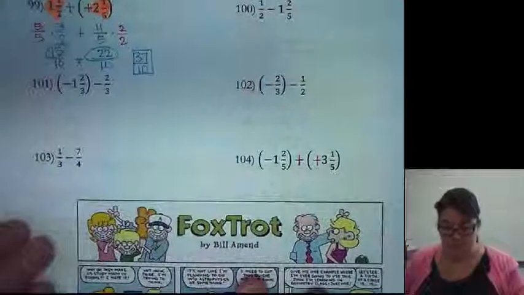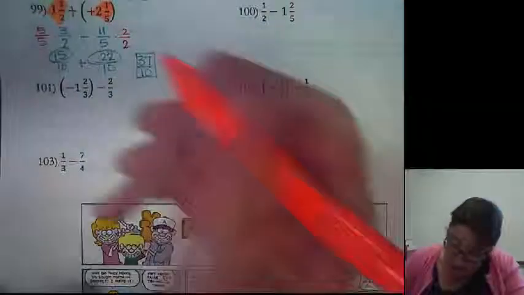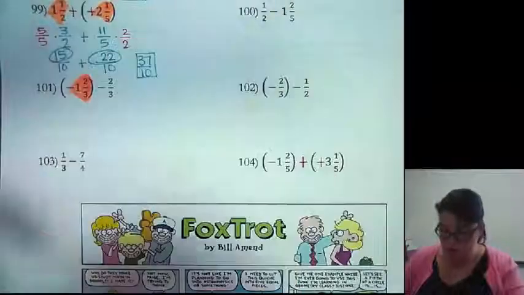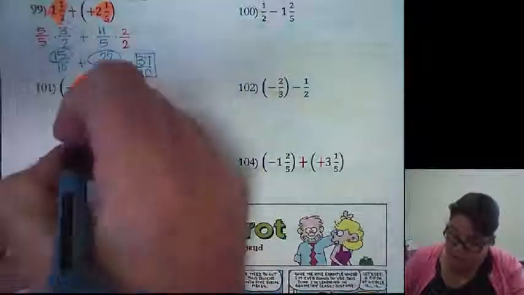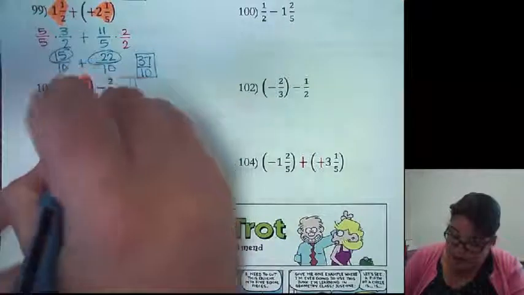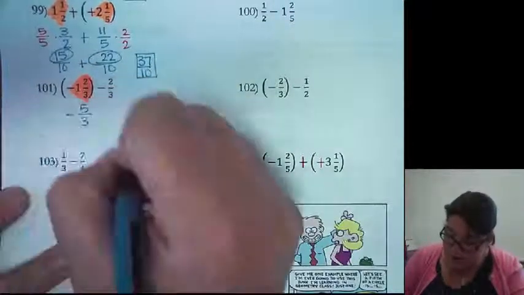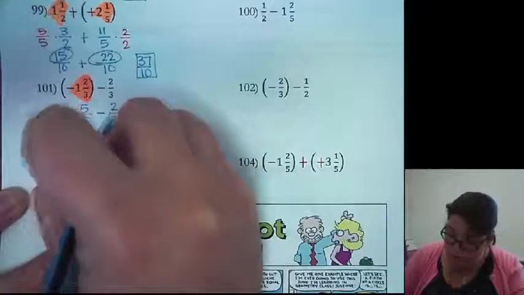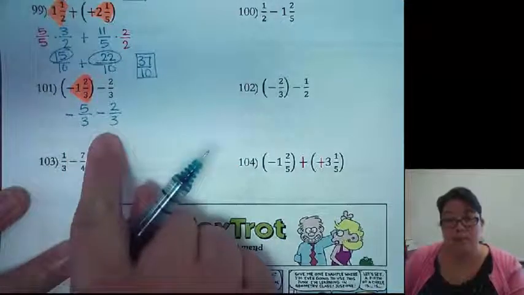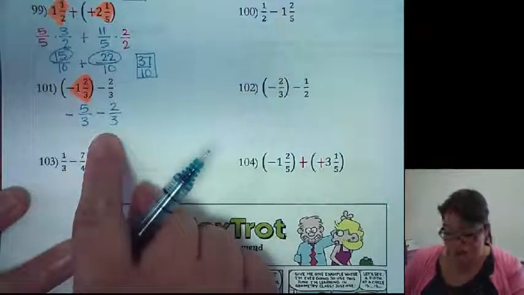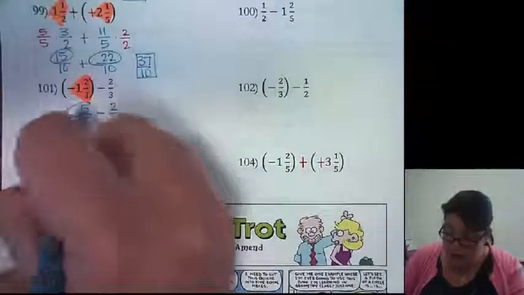101. So on 101, I have a mixed number to convert. So let's see, 3 times 1 is 3, plus 2 is 5 over 3. Keep the negative. Here's a negative 2 over 3. My denominators are the same, so that's awesome. I don't have to find a common denominator. I can just go ahead and combine them.